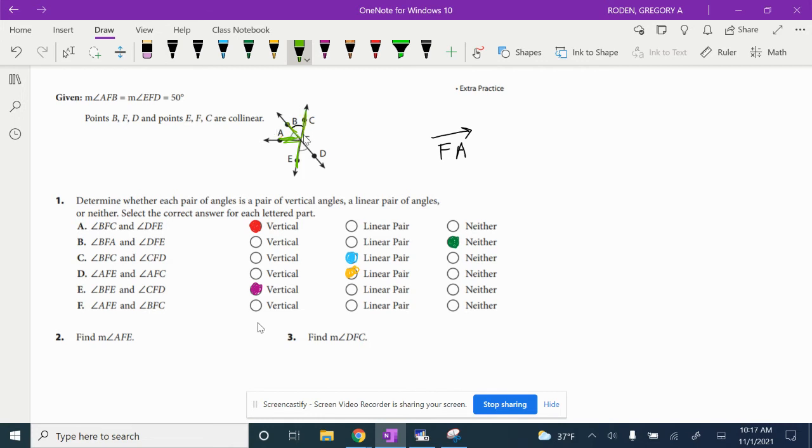BFC. We're looking at these two angles right here, right, Wyatt? What do you know about them? They're neither. Very good. Okay. They're not vertical. They're not a linear pair. Good. Good job, guys.